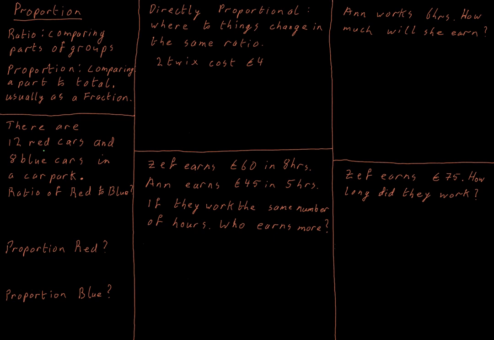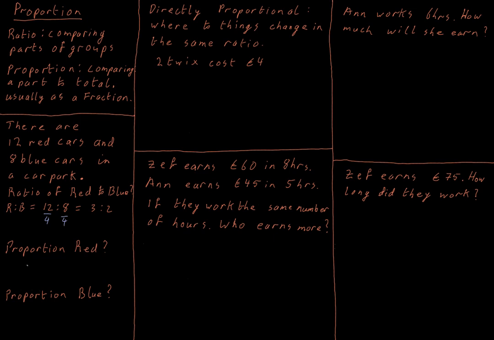There are 12 red cars and 8 blue cars in a car park. Find the ratio of red is to blue cars. So we have 12 red cars and 8 blue cars, so our ratio of red is to blue would be 12 is to 8. But we know we don't want to leave it in that form because I can see I have a common factor. So I'm going to divide both sides by 4. And I'm going to see that my ratio in its simplest form is 3 is to 2. For every 3 red cars I have 2 blue cars. And that's my ratio in its simplest form. And that's what we should do.